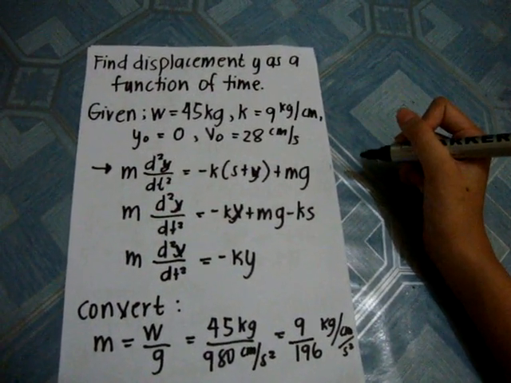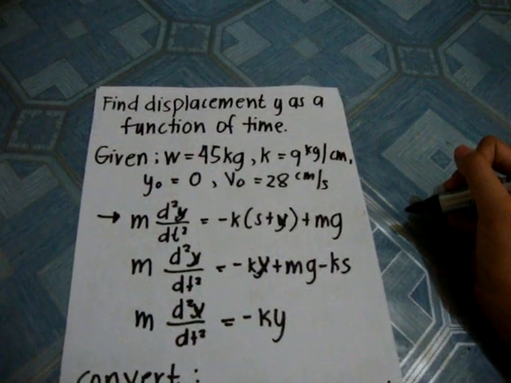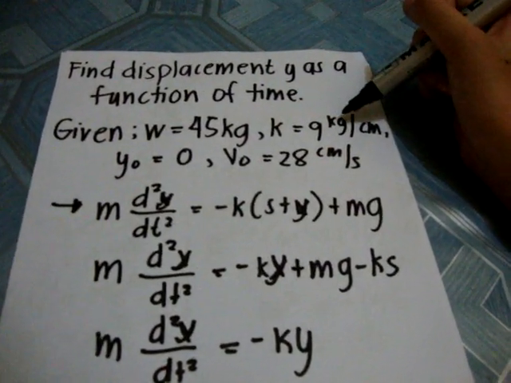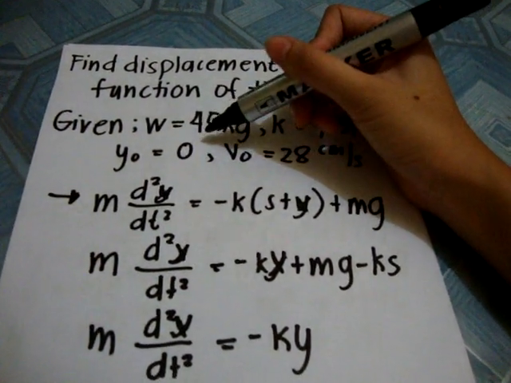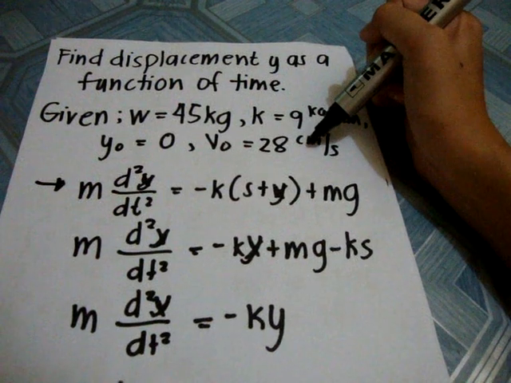Next problem, we are asked to find displacement y as a function of time given that w is equal to 45 kilograms, k is equal to 9 kilogram per centimeter, y sub 0 is equal to 0, and v sub 0 is equal to 28 centimeter per second.